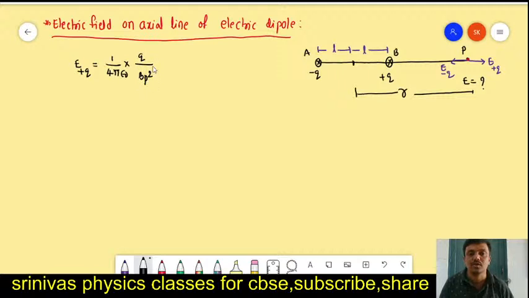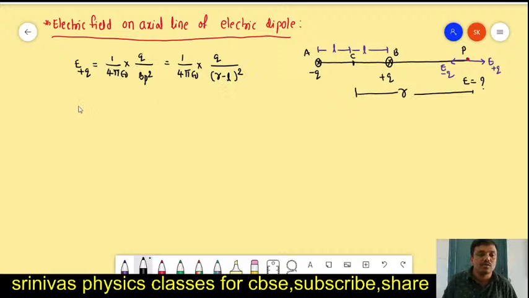What is BP from the figure? BP is nothing but this part. From the center, this is r. From the total r, you remove this part, and you will get BP. Let this be C. CP minus CB gives BP. Then we write r minus L as BP. Understood this one? BP square.